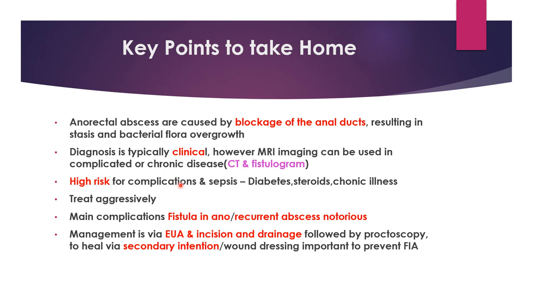High risk for complications and sepsis, especially in diabetics and patients who are immunosuppressed. Okay, this is very important, you must bear in mind. And these patients at high risk must be treated very aggressively. Antibiotics, early drainage, and aggressive dressing. The main complications are fistula in ano and recurrent abscesses. These are very notorious problems of perianal abscesses.